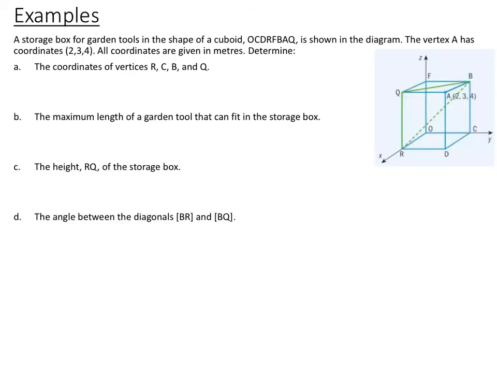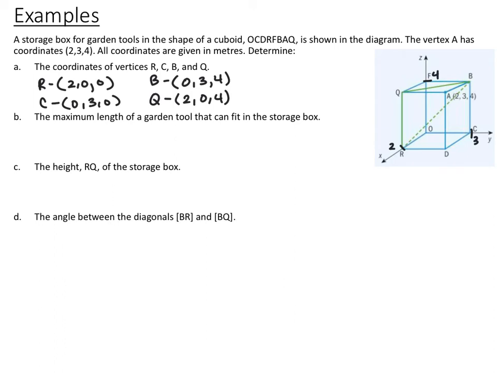So we have a storage box that's in the shape of a cuboid, OCDRFBAQ, and it's given in this diagram right here. They tell us that vertex A has the coordinate 2, 3, 4, and all coordinates are given in meters. So first thing, pause the video and find the coordinates of the vertices R, C, B, and Q. So go ahead and pause the video and do that.